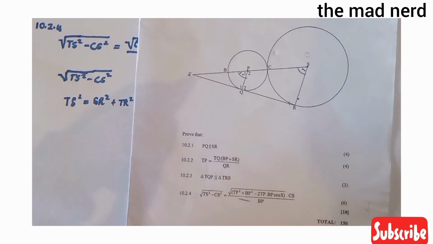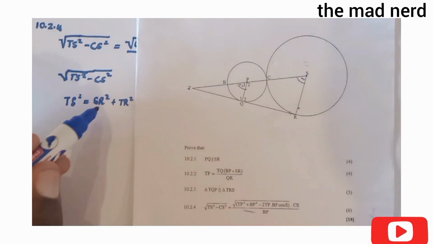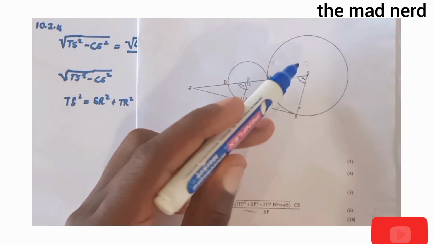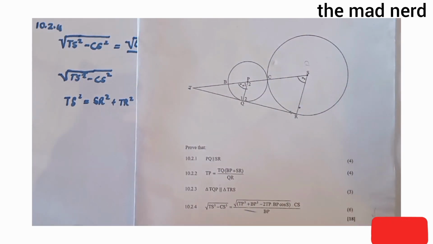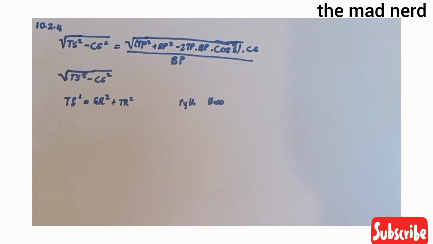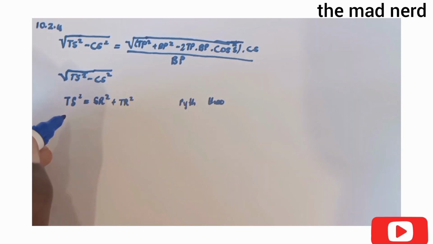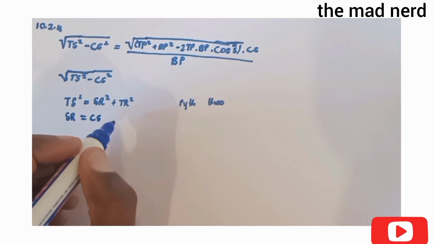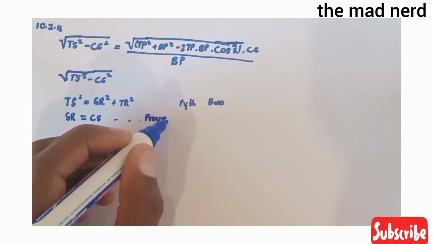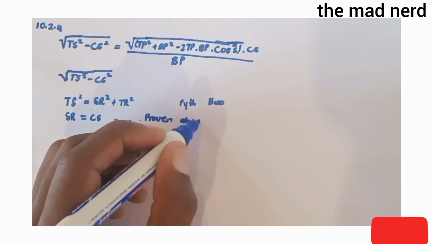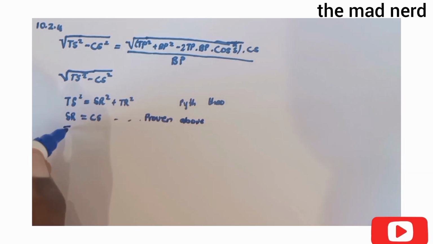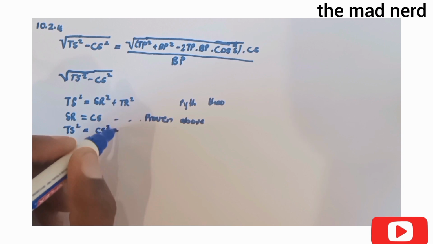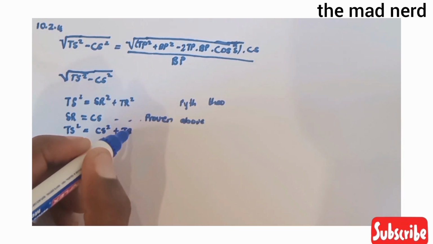Since over here we have TS squared minus CS squared, we can replace SR with CS, because SR is equal to CS, because these two are radii. It means that they are equal lines. So SR is equal to CS because it's proven above. And then we can say TS squared is equal to CS squared plus TR squared. Do you get me?